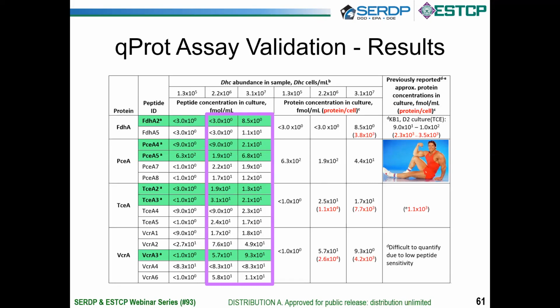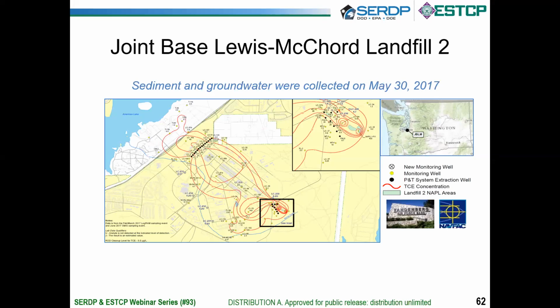So on slide 62, we collected materials, aquifer solids, and groundwater from Joint Base Lewis-McChord, which is a landfill located near Tacoma, Washington. It's a chlorinated solvent contaminated site. And on slide 63, the microcosm study schematic is illustrated. We had live and killed controls. Some microcosms featured groundwater only. Some featured a mixture of groundwater and solids together.